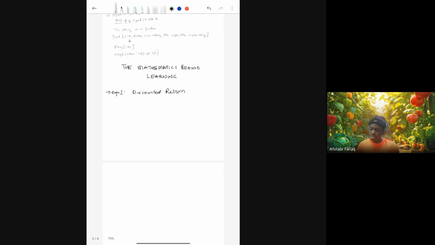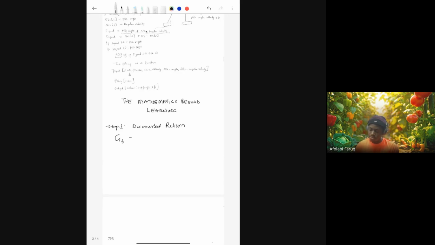This discounted return equation is expressed as G of t equals R of t plus gamma R of t plus 1 plus gamma squared R of t plus 2 plus gamma cubed R of t plus 3 plus dot dot dot, gamma raised to n R of t plus n, right? So that is the discounted return.